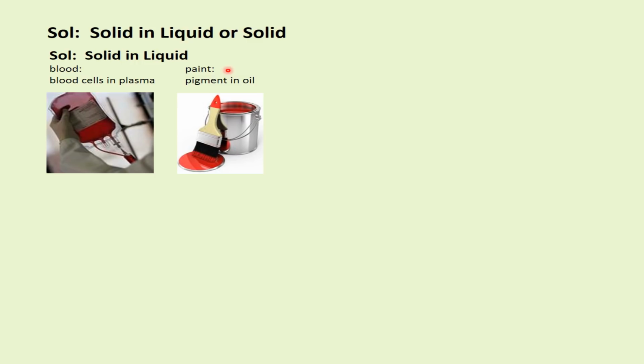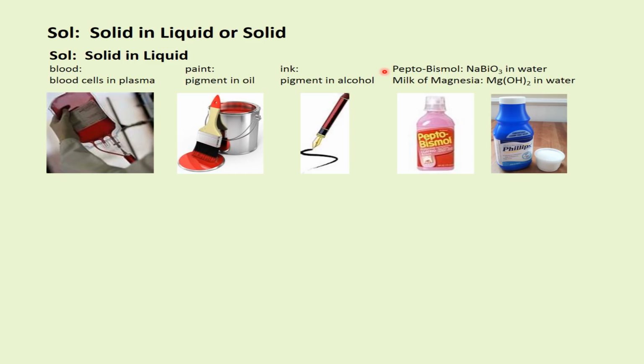Paint contains solid pigment dispersed in oil if it's oil-based, or dispersed in water if it's latex or water-based paint. Ink has solid pigments dispersed in alcohol. Here's a couple more examples. Pepto-Bismol is sodium bismuthate dispersed in liquid water.